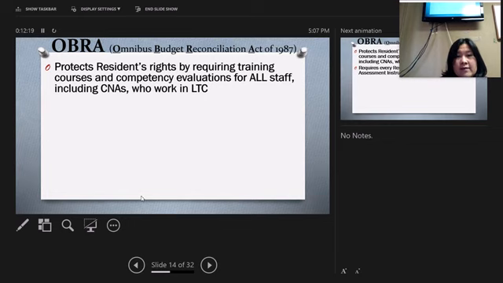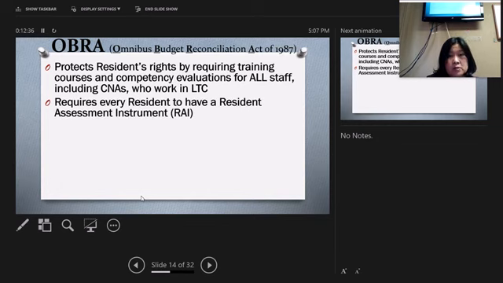So residents have the right to have staff that are competent. They also have the right to have evaluations of these staff members. So OBRA comes and inspects and does a survey once a year that you will be a part of. The surveyors may ask you questions, and you may have to answer about your facility's policies, or what is expected of you, or what your duties are. So make sure you know your facility's policies and procedures.